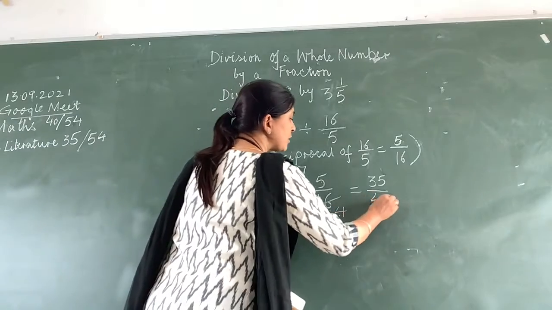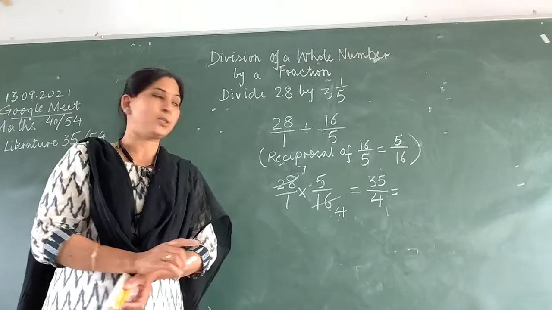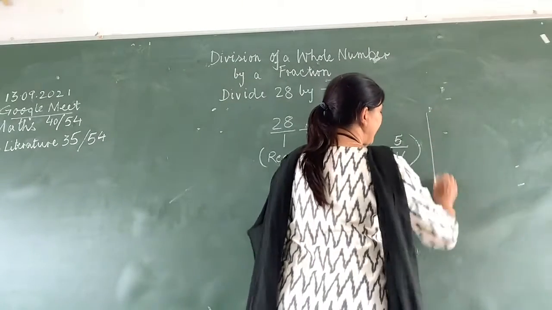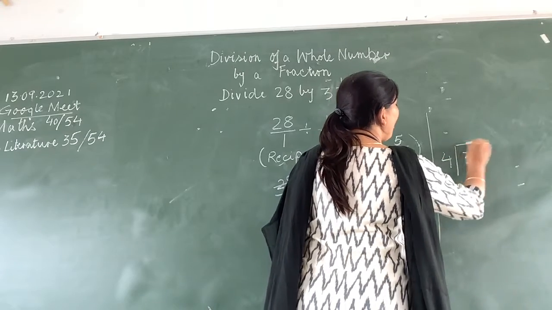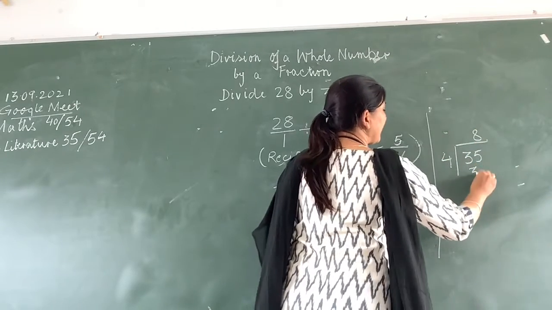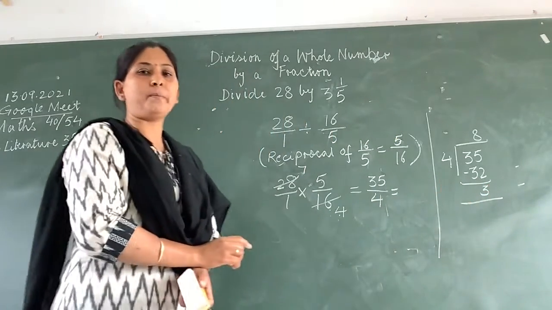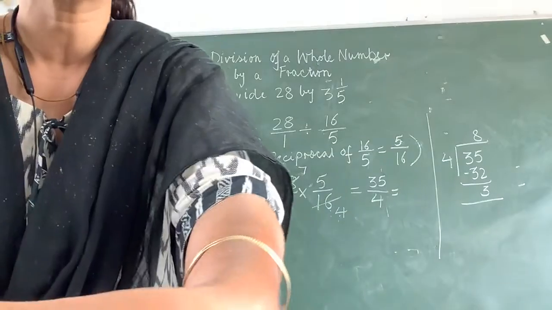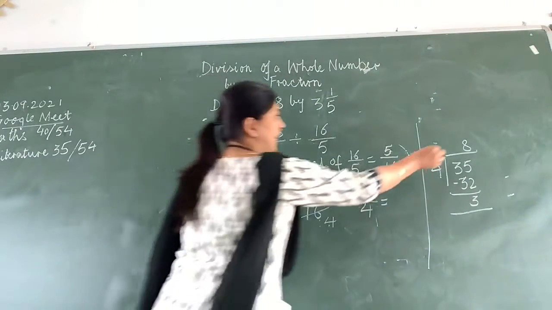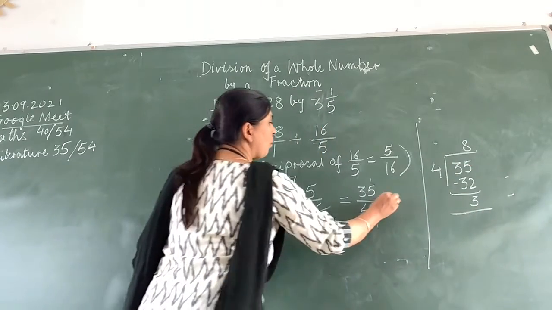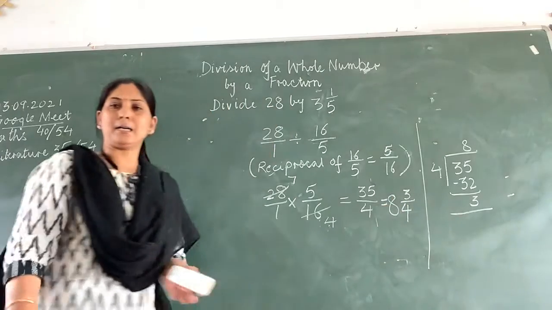1 times 4 is 4. Now it is an improper fraction. So we will change it into a mixed fraction. In the rough, we will divide 35 by 4. 4 times 8 is 32. So what will be our answer? 1 second, children. 8 whole 3 over 4. 8 whole 3 over 4 is our answer.